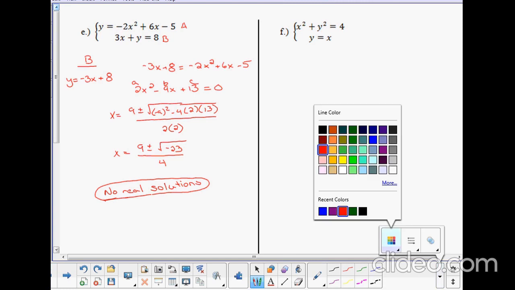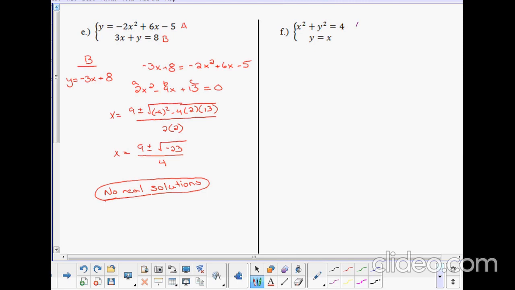So for F, the process is the same here. I'm going to go ahead and forego the graphing process. If you wanted to graph this, you would need to rewrite equation A. I'm just going to go straight to substitution.